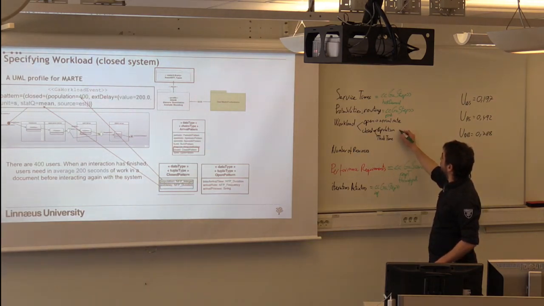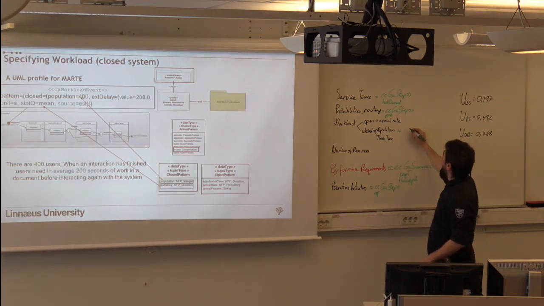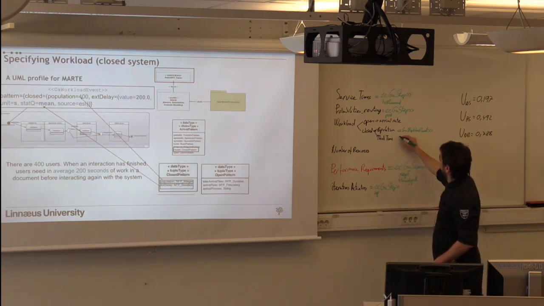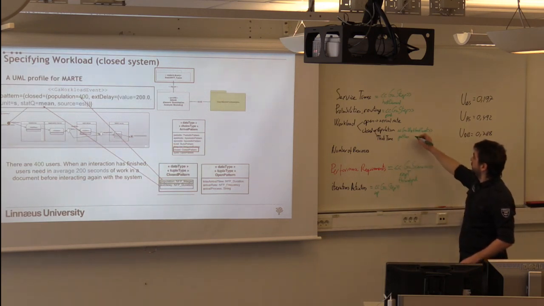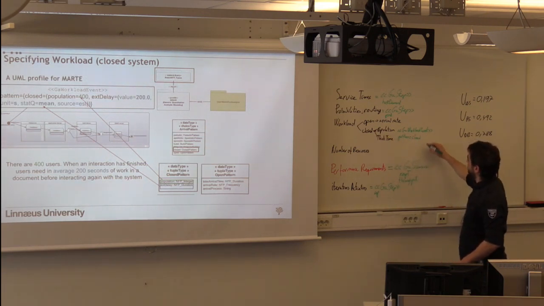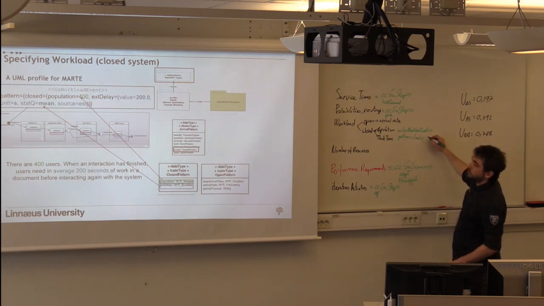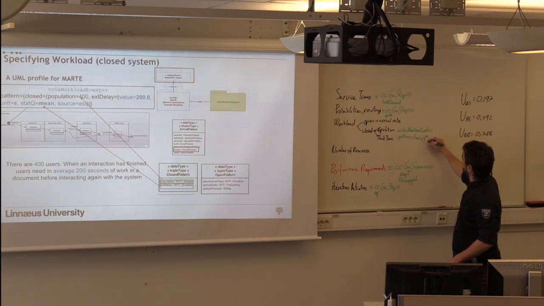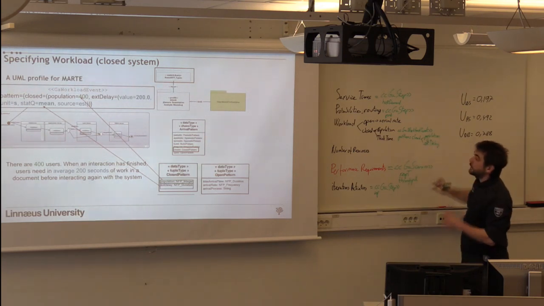So we will use GA workload event for representing this, the pattern tag, which will be, in this case, closed, and then the tags population and delay.